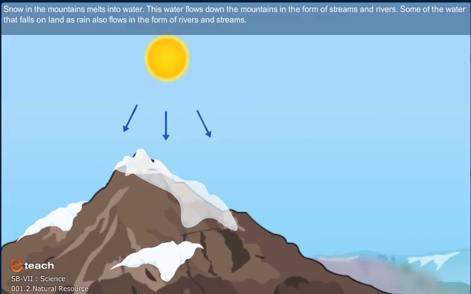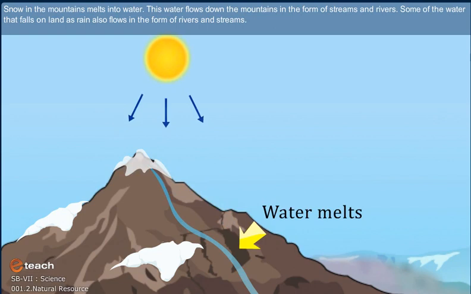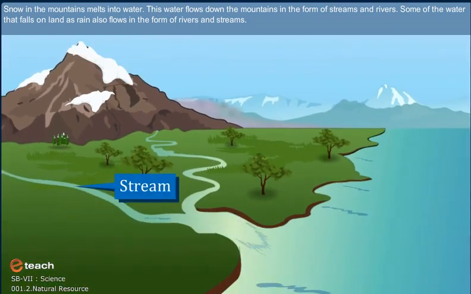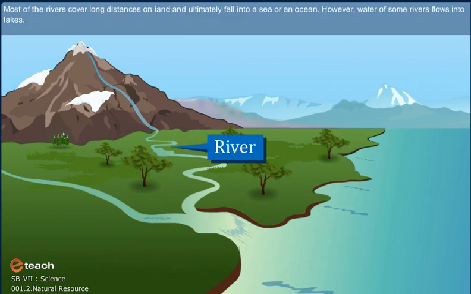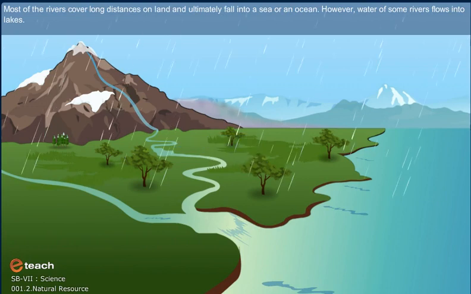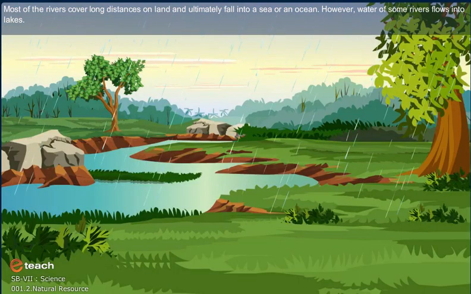Snow in the mountains melts into water. This water flows down the mountains in the form of streams and rivers. Some of the water that falls on land as rain also flows in the form of rivers and streams. Most of the rivers cover long distances on land and ultimately fall into a sea or an ocean. However, water of some rivers flows into lakes.